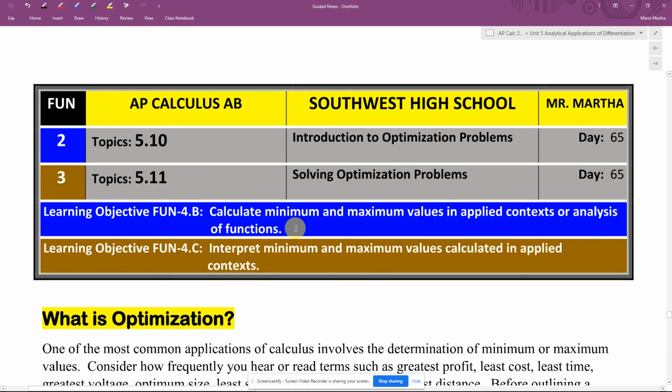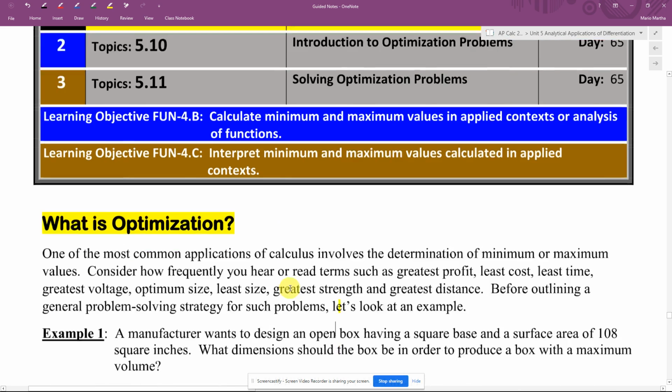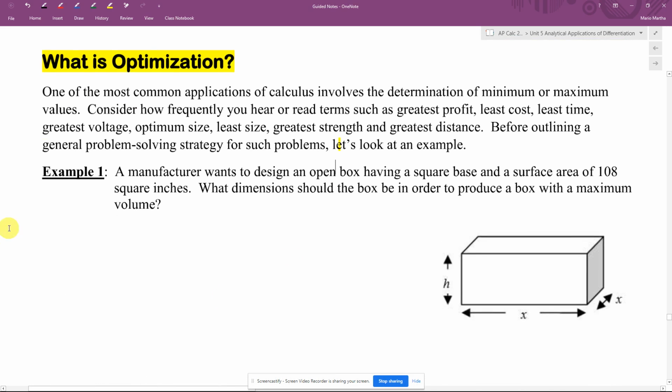Today's topics: 5.10, Introduction to Optimization Problems, and 5.11, Solving Optimization Problems. So what is optimization? One of the most common applications of calculus involves the determination of minimum or maximum values. Consider how frequently you hear or read terms such as greatest profit, least cost, least time, greatest voltage, optimum size, least size, greatest strength, and greatest distance.